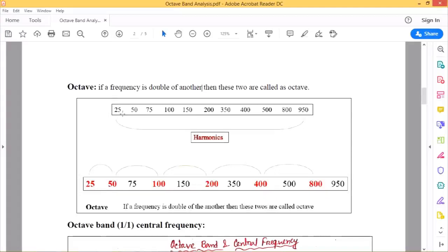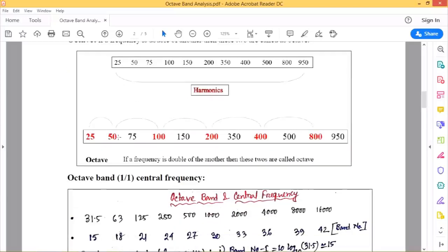Then the remaining part from 50 to 950 will be known as overtone, integral frequency or partial frequency. Now you can see there is some relation between the red marked frequencies 25, 50, 100, 200, 400, 800, but all the frequencies are related to 25, because 50 you can get by 25 into 2, 25 into 3 will give you 75, 25 into 4 will give you 100.